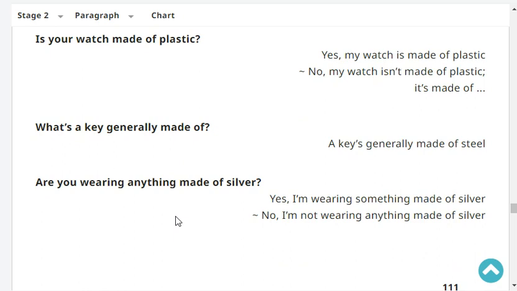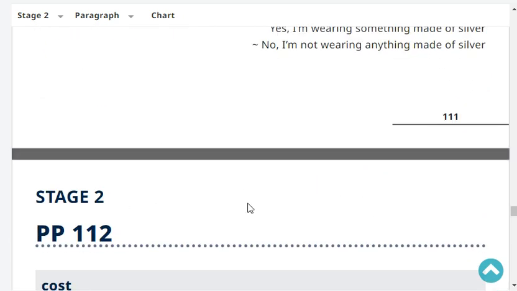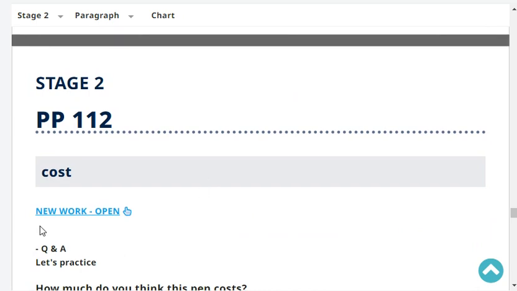Are you wearing anything made of silver, like earrings, a necklace, or a bracelet? Yes or no? Yes, I'm wearing something made of silver. Very good.